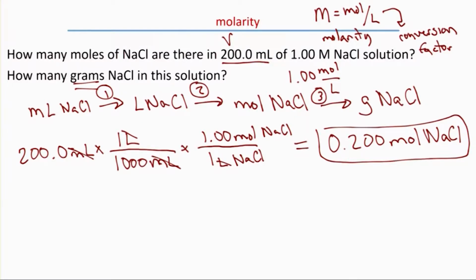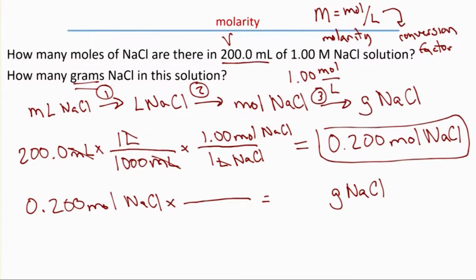We can take this, and then we easily can go, this is back from the previous chapter, 0.200 moles of NaCl, and we want to set up this conversion so we end up with grams of NaCl. How do you go between moles and grams? That's the molar mass. And where do you find the molar mass?